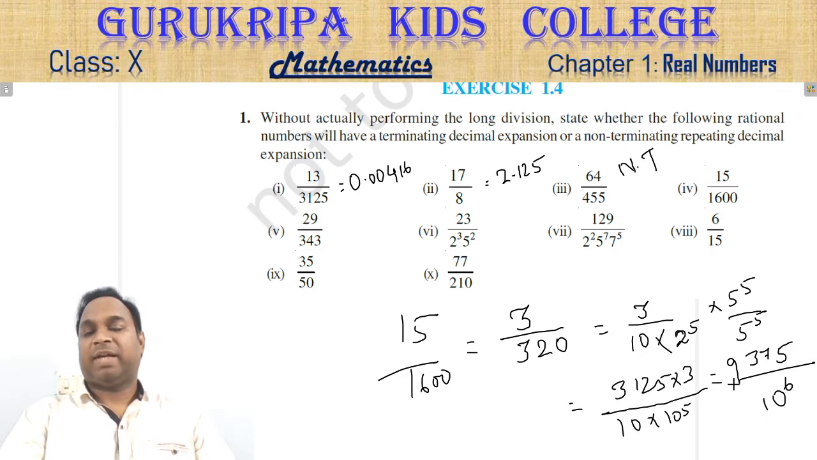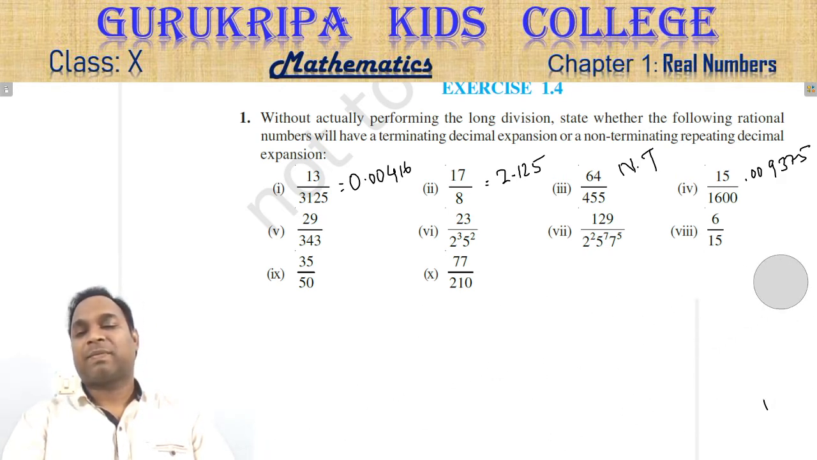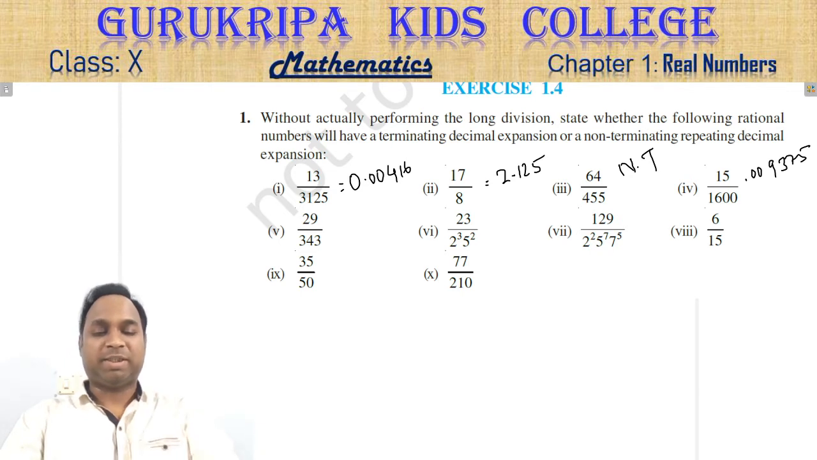Nine three seven five into 9375 divided by 10 to the power 6. The answer will be 009375. As simple as that. So should I do the remaining questions also? Now you know how to do it. Okay, I'll just quickly solve the questions then.